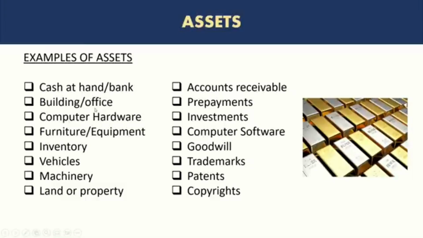Second one is building or office. So the building where the business is located is also an asset. Computer hardware, so it's all the computer equipment. Furniture inside the building where the employees come and work, the office desk, the office chair, office equipment is also an asset. So the next one is inventory. Inventory is really the stock, the goods, the products that the company sells. As long as they are with the company premises, not sold yet, they are also considered an asset because they will be sold in future and bring money to the business.